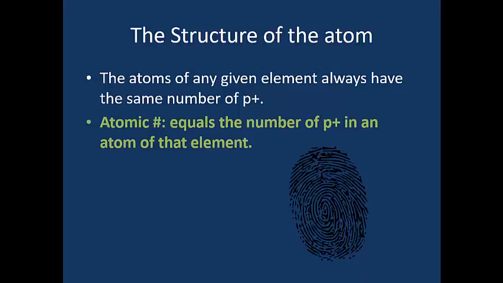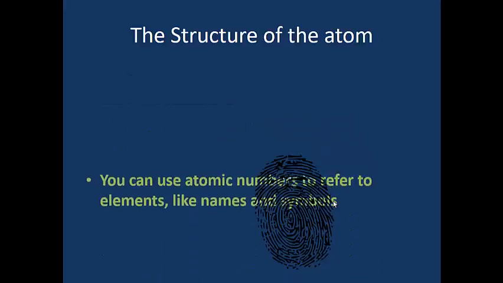And I have this little picture of a fingerprint here because the number of protons is the atomic number, which is kind of like a fingerprint. It's extremely unique and it's different than any other atom on the periodic table. So carbon always has 6 protons. If it has 6 protons, it's carbon. Oxygen's fingerprint would be 8 protons. Oxygen will always have 8 protons. If it has 8 protons, it will be oxygen.